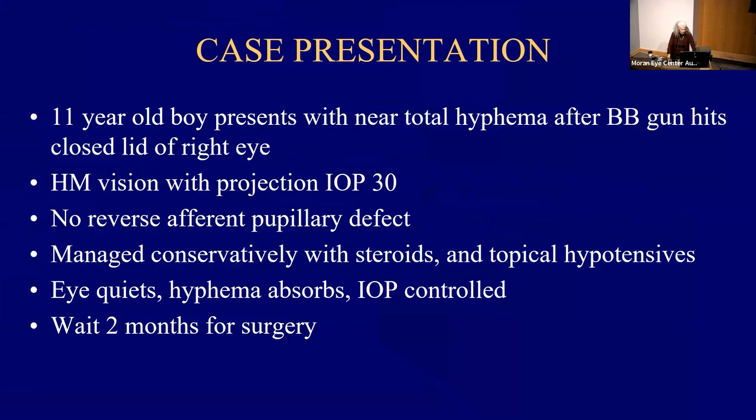There was no reverse afferent pupillary defect, which, when you don't have a pupil on one side and you do on the other, you need log unit neutral density filters in order to equal it out, in order to look at only the pupil that moves to see if there's an afferent defect. I was a disciple of Stan Thompson, he was Mr. Pupil, at the University of Iowa.